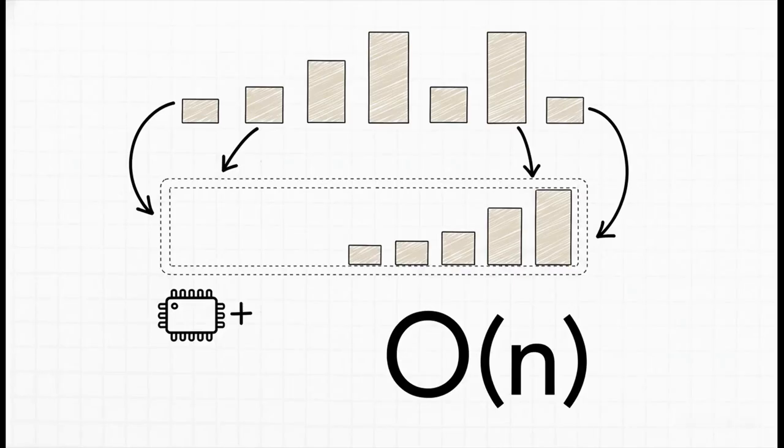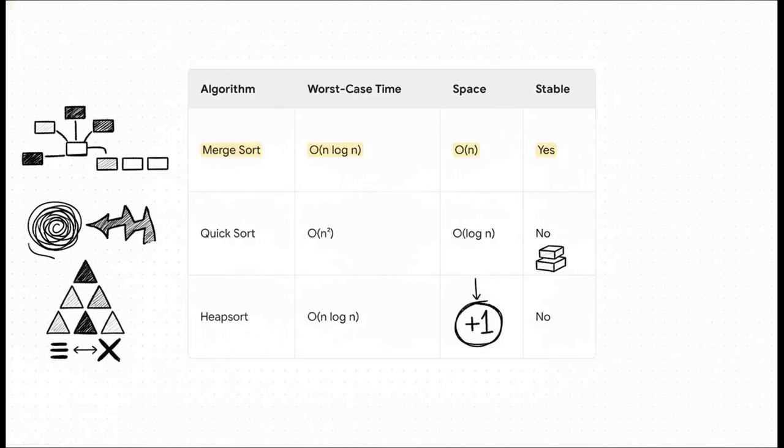But there's always a catch, right? There's always a trade-off. To do that merging step we saw earlier, merge sort needs some extra workspace. It needs a temporary array to hold the sorted values before it copies them back. And this means it uses extra memory, what we call O(n) space complexity. Basically, it needs extra space that's proportional to the size of the list you're sorting.